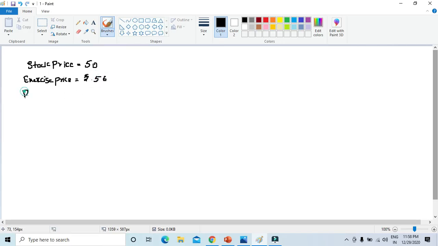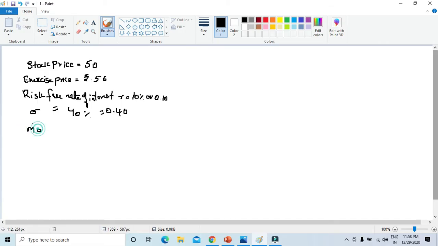Risk free rate of interest R is equal to 10% or 0.10. Standard deviation he has given you as 40%, which is nothing but 0.40. Next information is months to expiry, which has been given as 6 months, or it can also be written as 6 by 12.